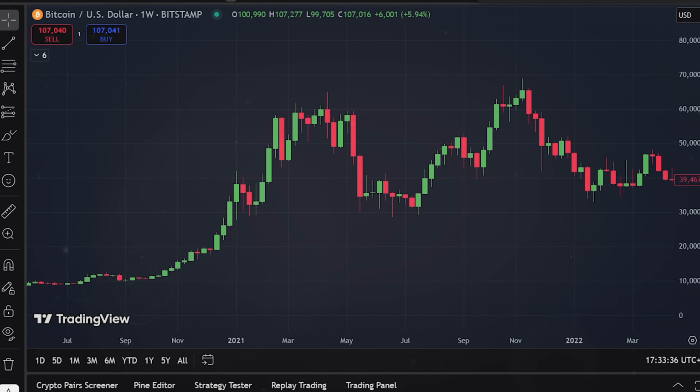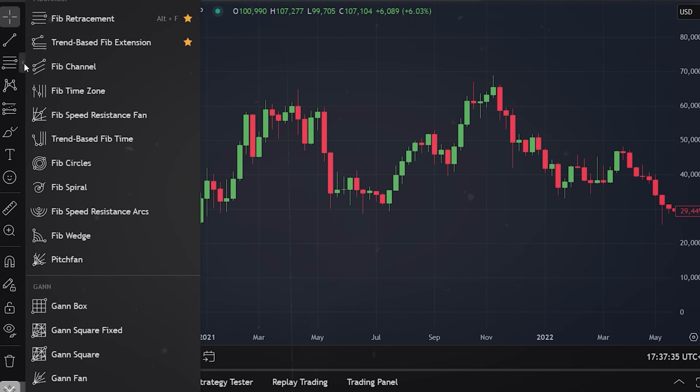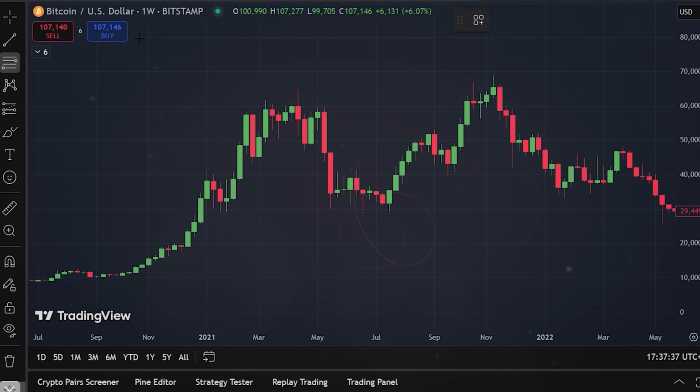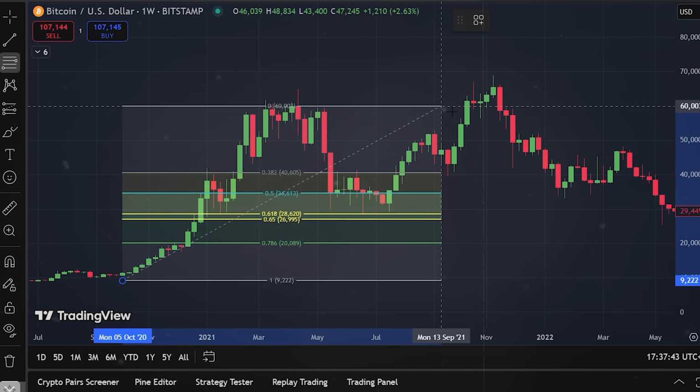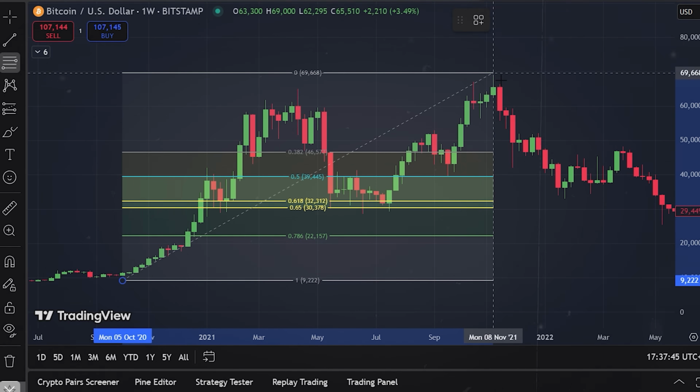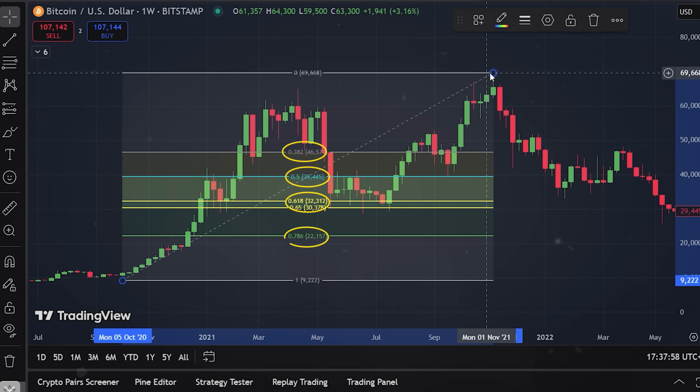Step number 1. Pick a clear swing high and swing low, either in a strong uptrend or downtrend. Step number 2. On TradingView, click the Fibonacci retracement tool. Drag from the bottom to the top in an uptrend or top to bottom in a downtrend. And step number 3, you will see key levels appear: 0.236, 0.382, 0.5, 0.618, and 0.786.